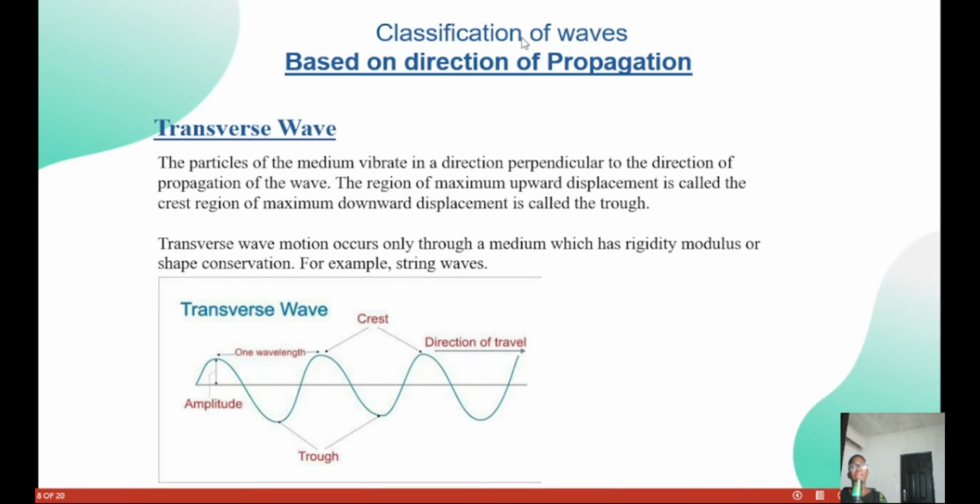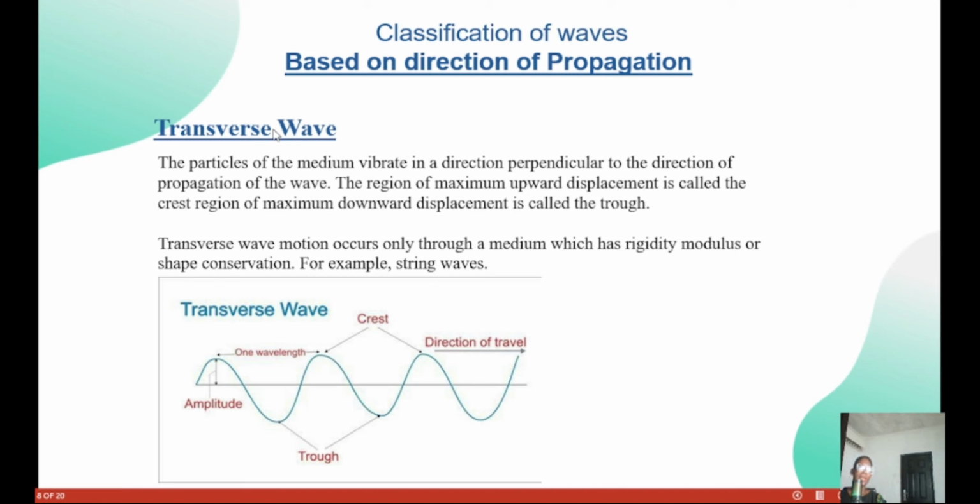Another classification we're going to focus on today is based on the direction of propagation. The first one was based on the medium of propagation. This one now is based on the direction of propagation. And in this classification, we have two types. We have the transverse wave and we have the longitudinal wave.